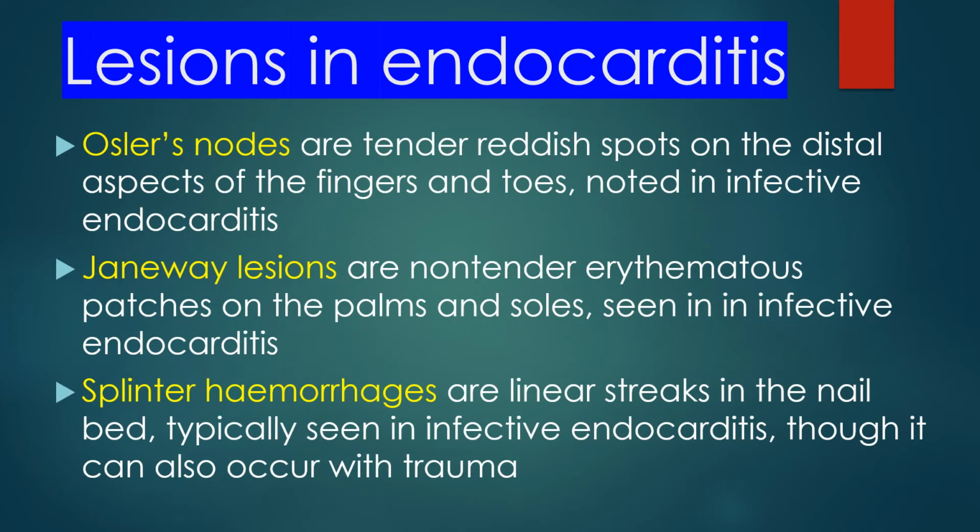Now on a few lesions in endocarditis. Osler's nodes are tender reddish spots on the distal aspects of the fingers and toes, noted in infective endocarditis. Janeway lesions are non-tender erythematous patches on the palms and soles, seen in infective endocarditis. Splinter hemorrhages are linear streaks in the nail bed, typically seen in infective endocarditis, though it can also occur with trauma.